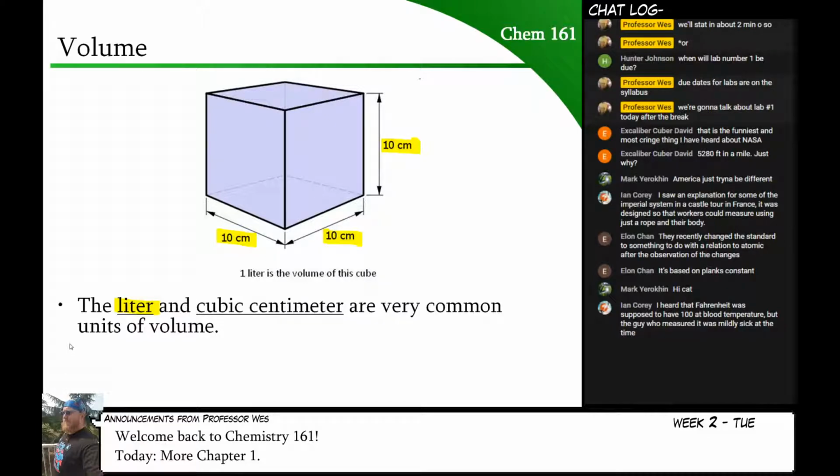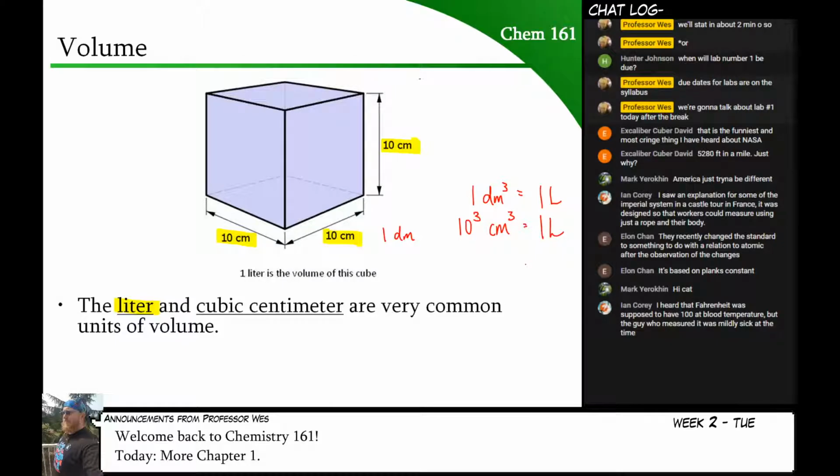Now, technically, this would be a decimeter. So 1 cubic decimeter is a liter. But that's kind of silly to work with cubic decimeters when centimeters are much more common. And when we do that, you get 10 times 10 times 10, which is 10 cubed. Cubic centimeters is a liter.